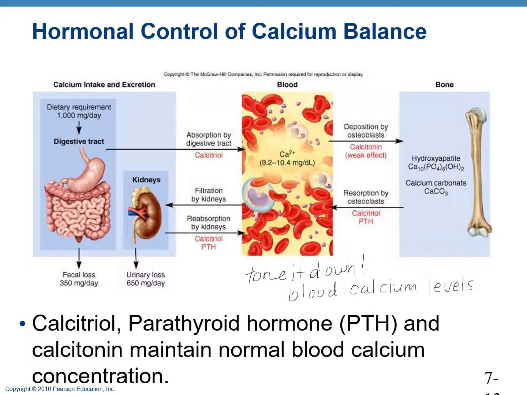Okay, so that is an overview of hormonal control of calcium balance. At first, this diagram kind of looks a little bit chaotic, but you just have to consider the movement of calcium ions, and you'll want to be familiar with these three hormones and basically how they help to regulate blood calcium levels and keep blood calcium levels in safe levels.